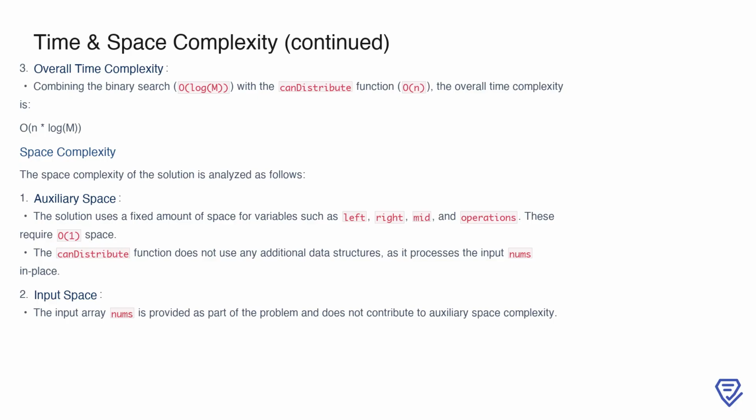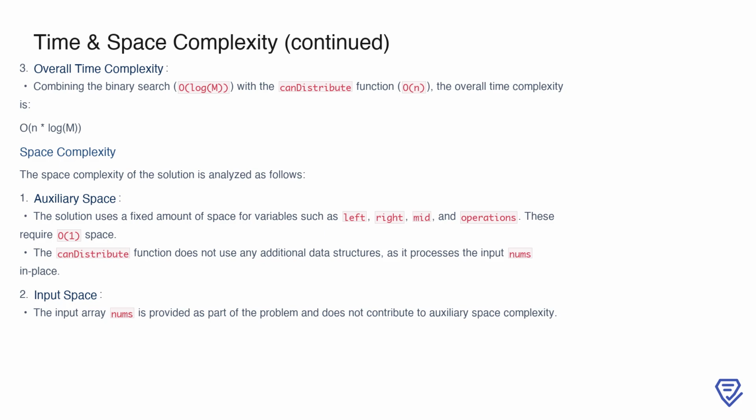Moving on to the space complexity, the solution uses only a small, fixed amount of extra space. Variables like left, right, mid, and operations are all simple scalars, requiring O(1) space. The canDistribute function itself doesn't allocate any additional data structures, as it processes the input array nums in place. Therefore, the auxiliary space required is constant.